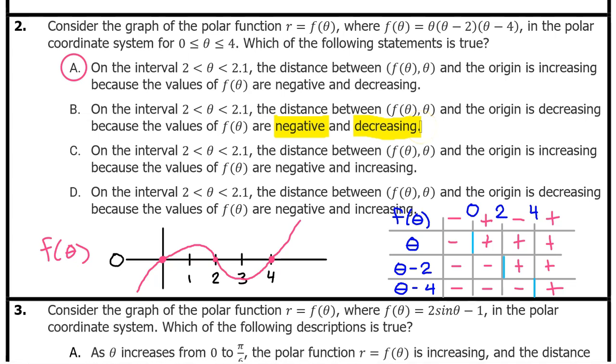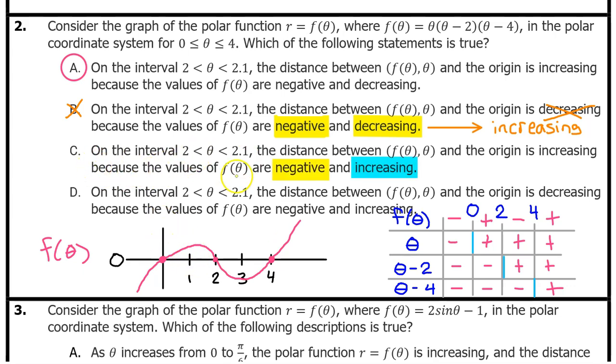Do you hear how both of these words sort of sound the same? They have the same vibe. When f is negative and decreasing, the distance from the origin will be increasing, not decreasing. So we knew that B would not be the answer without looking at any graph.